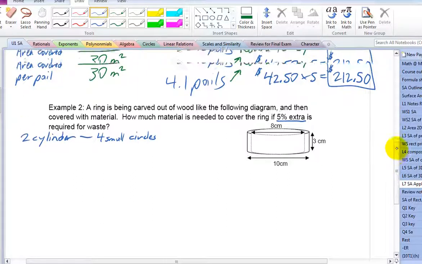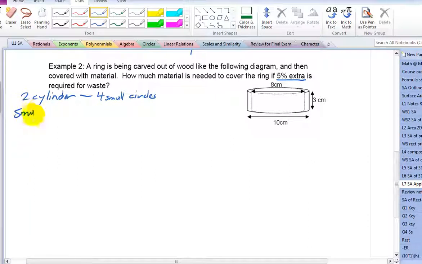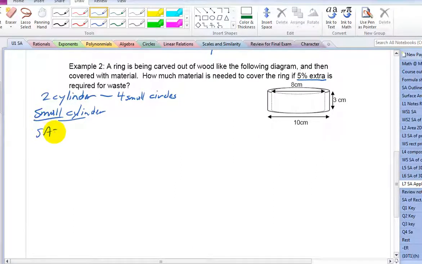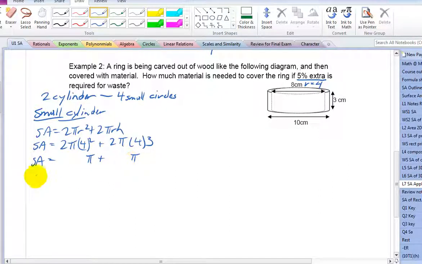Let's do the small cylinder first. Nice printing, marker. Okay, so surface area equals 2 pi r squared plus 2 pi r h. What's the radius of the small one? Good, radius equals 4. So it'll be 4 squared, which is not 8. Okay, so tell me how many pi's at the front, how many pi's at the back, and tell me the total number of pi's altogether.